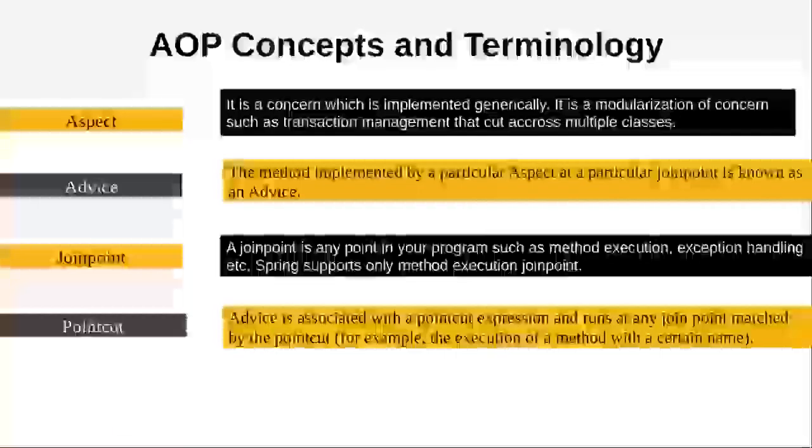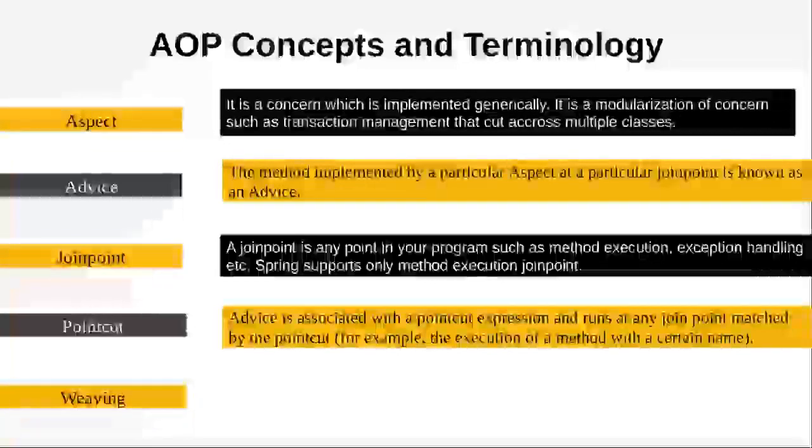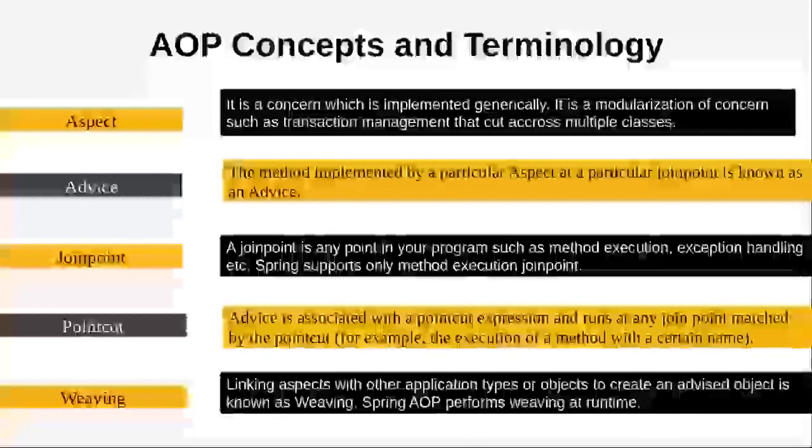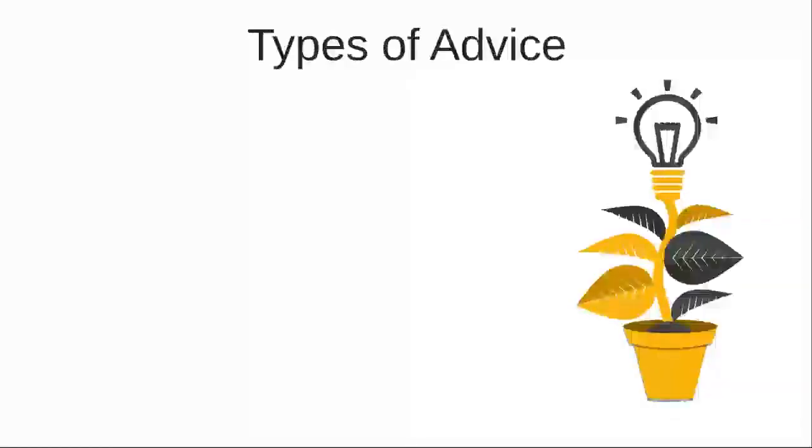Now pointcut: advice is associated with a pointcut expression and runs at any join point matched by the pointcut, for example, the execution of a method with a certain name. Next is weaving: linking the aspects with other application types or objects to create an advised object is known as weaving, and Spring AOP performs weaving at runtime. So these are all the major concepts that we have to cover in Spring AOP.